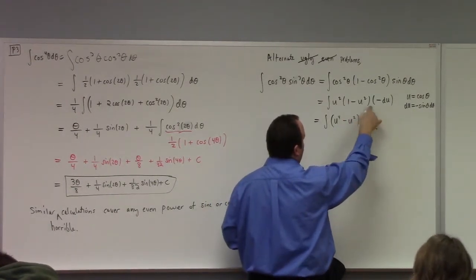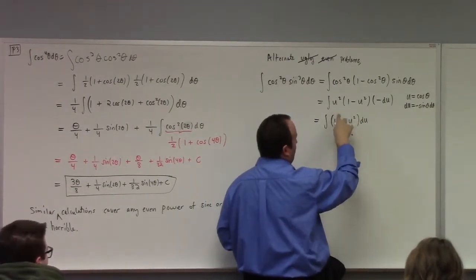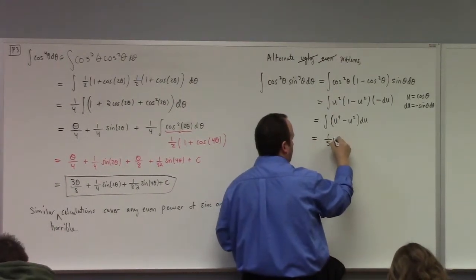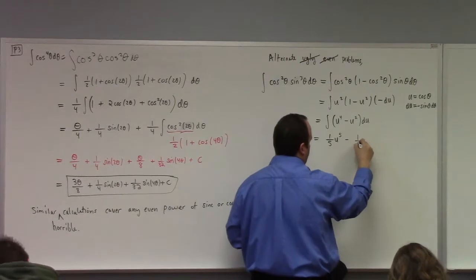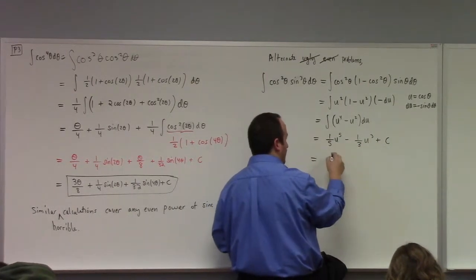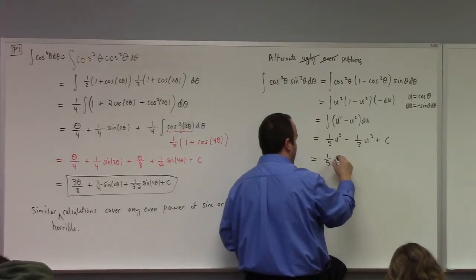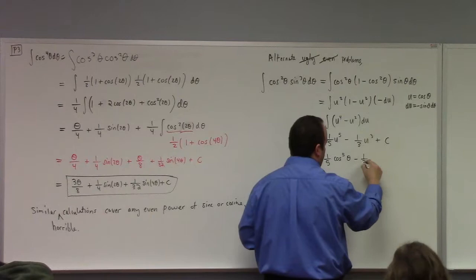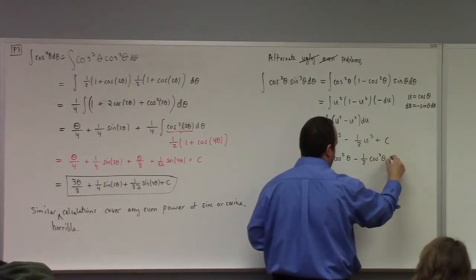So minus minus gave me plus u squared, u to the fourth, and then the minus. Okay, anyway, so 1/5 u to the fifth minus 1/3 u cubed plus a constant, and then go back to the angle. So that's 1/5 cosine to the fifth theta minus 1/3 cosine cubed theta plus a constant.